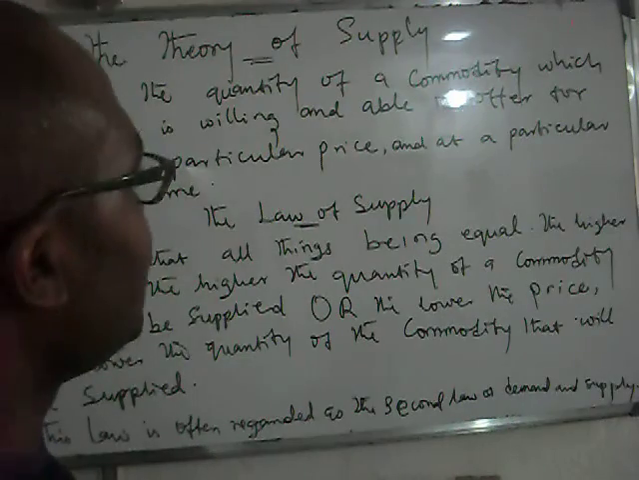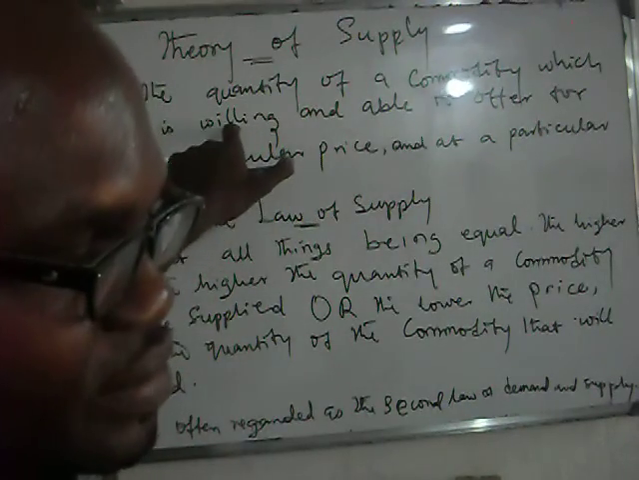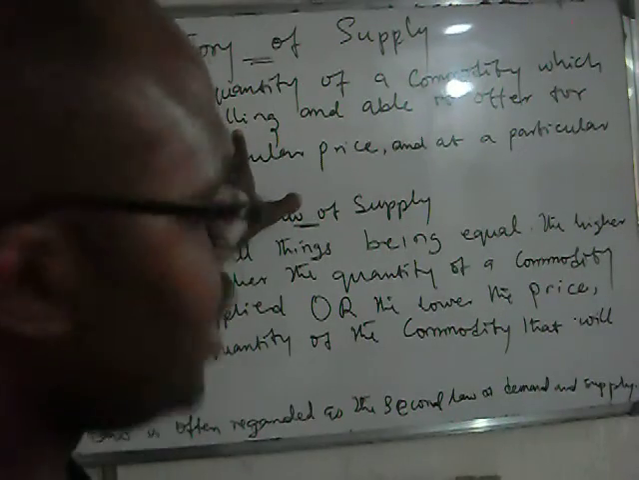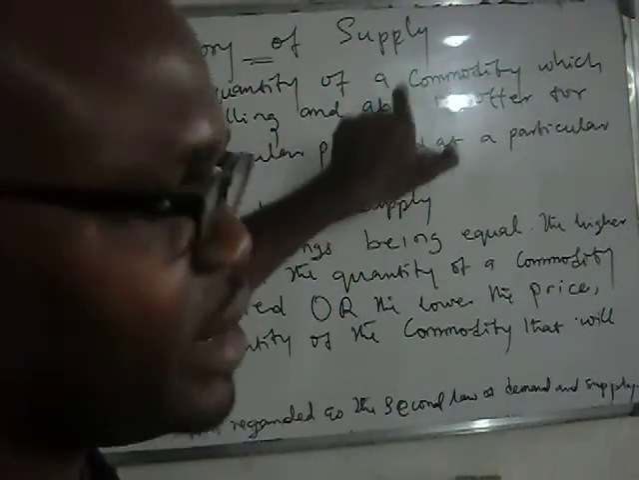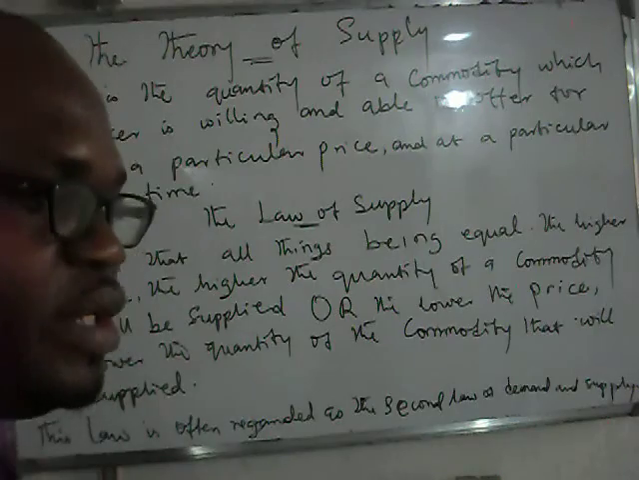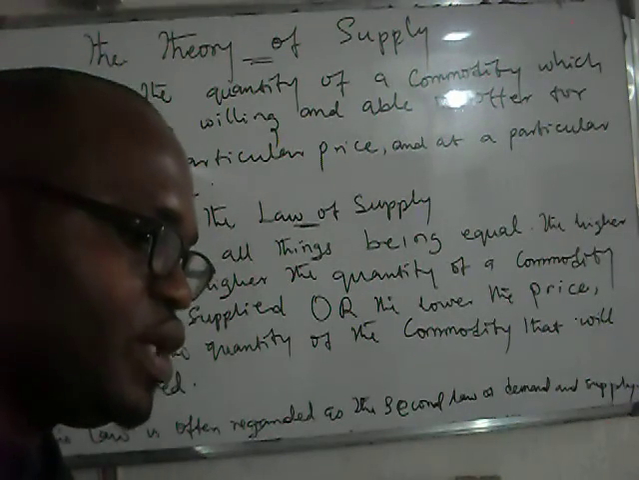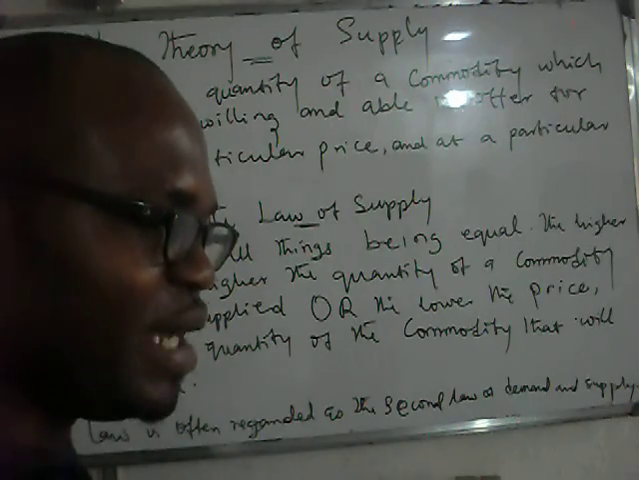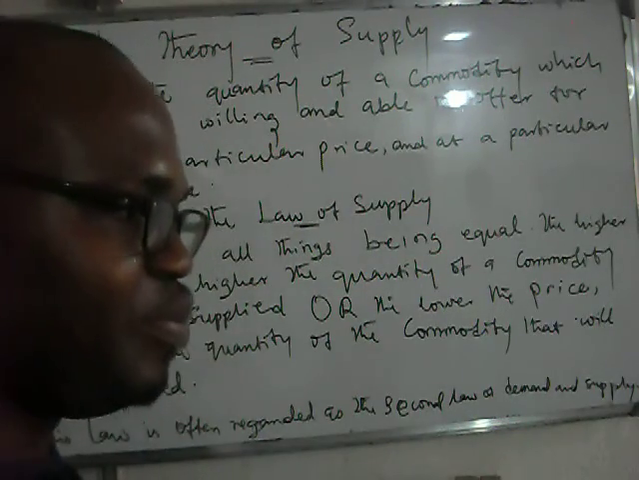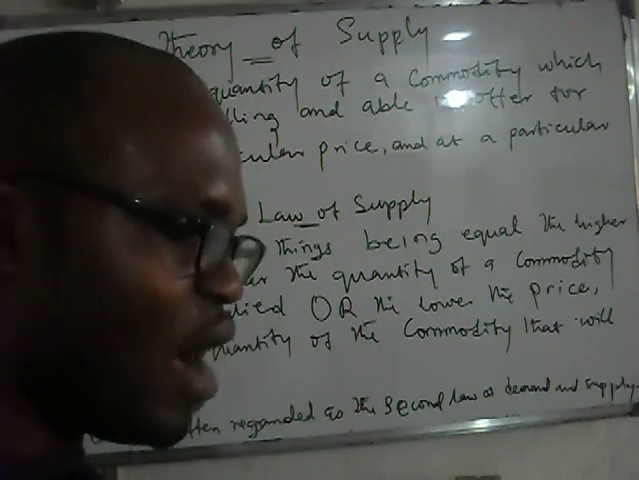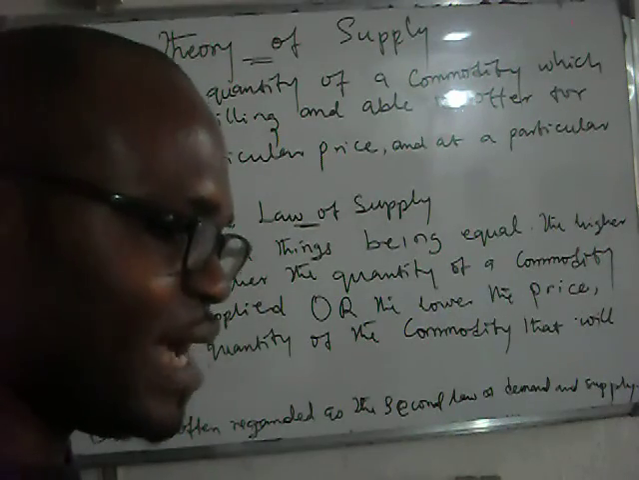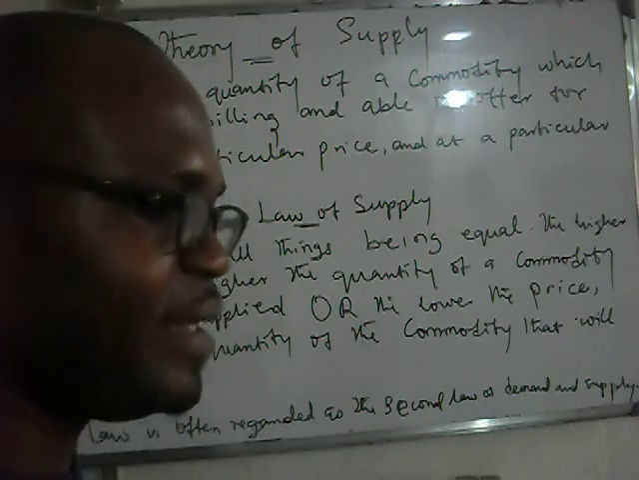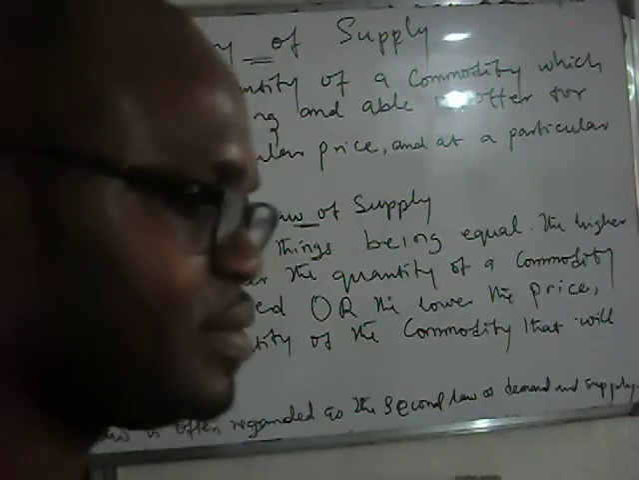So supply does not end at willing or wanting to supply, but it also includes being able to bring it to the market. So when you talk about supply of petroleum products, you're talking about the amount of petroleum products that the suppliers are willing to bring to the market, the ones that are already in the market waiting for people to come and buy. That is supply.